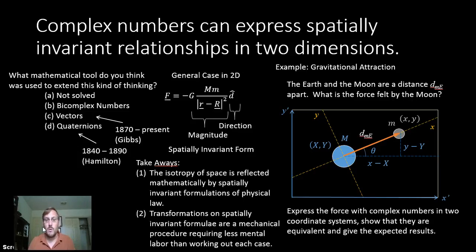Just take away that the isotropy of space is reflected in this general case, this spatially invariant form, and transformations on these invariant formulae will give you the correct answer. So you can do a problem in an easy coordinate system and send it back and everything's still fine.